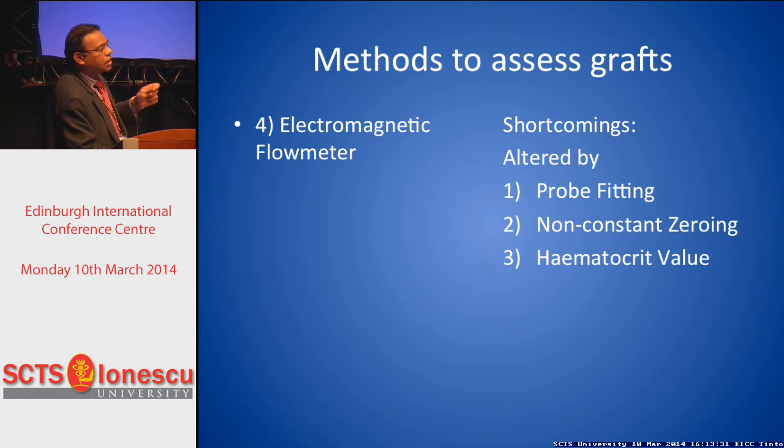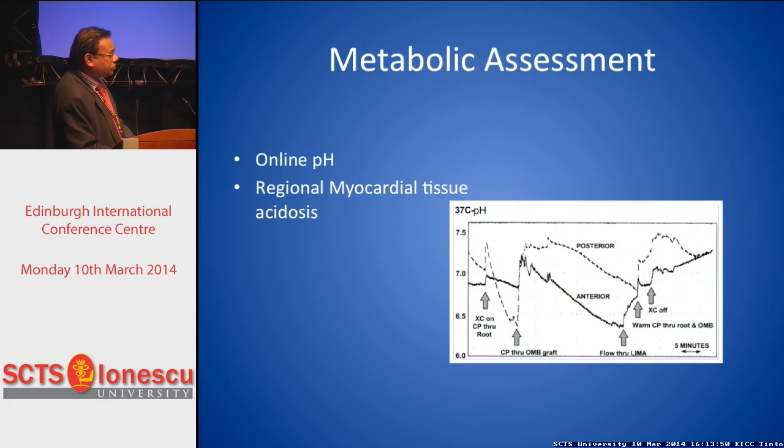The main shortcomings are that you need probes which have to fit the conduit very well. There is a constant need for zeroing, and also the flow measurements depend on the hematocrit of the patient. So they have not really caught on. And in clinical practice, in coronary artery surgery, where we have small conduits, they are very rarely used.